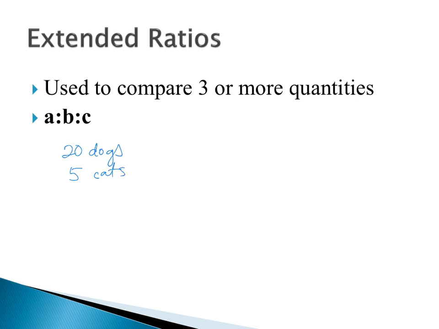How many people have a fish? 2 people have fish. And then I say, does anybody else have any other pets? And one person says they have a guinea pig. I don't know how to spell guinea pig. That's close enough. And so then we could write an extended ratio. The extended ratio of pets in our class would be 20 to 5 to 2 to 1.